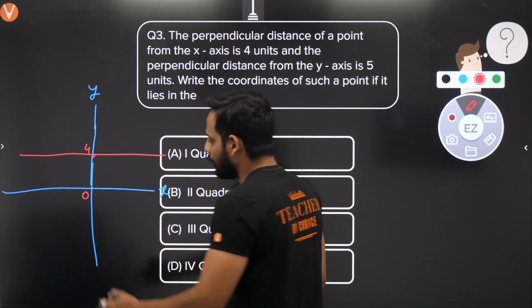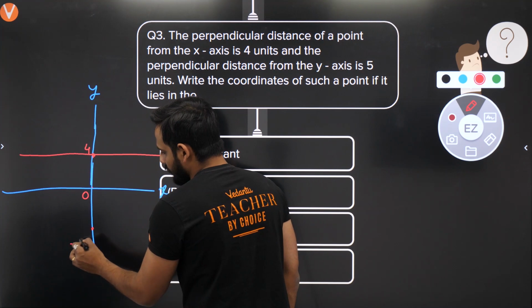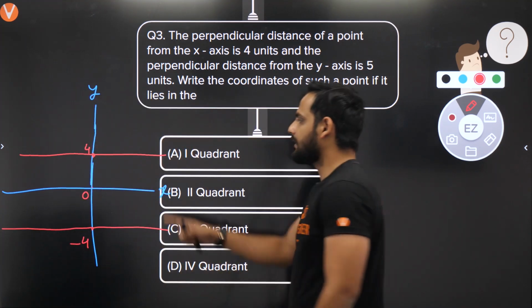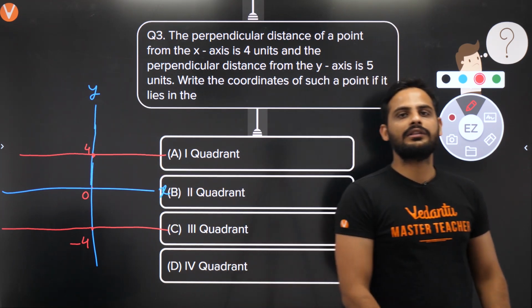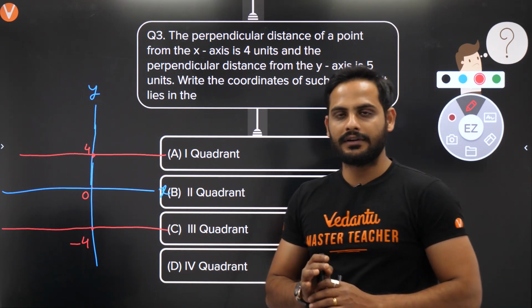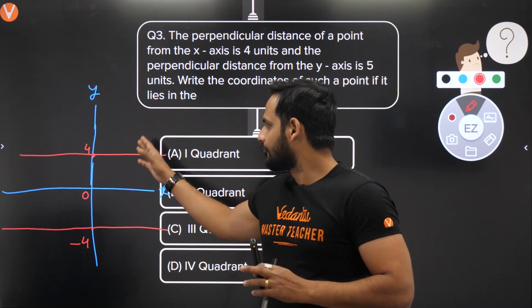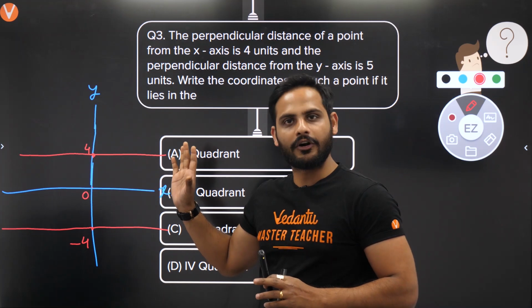Similarly, I can draw one more line here at y is equal to minus 4 also. So beta, I can say that these are the 2 lines, and on these 2 lines any point is at a distance of 4 units from the x-axis.